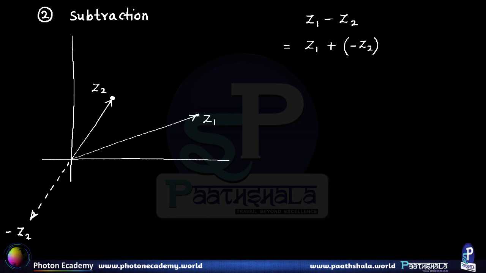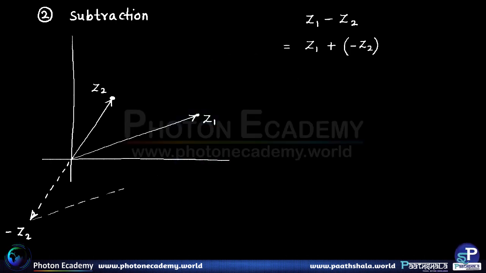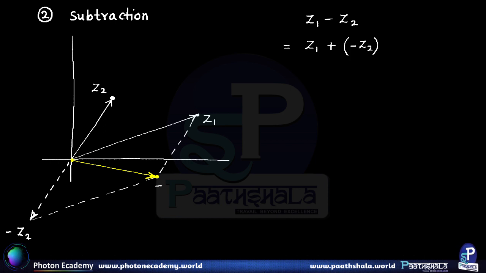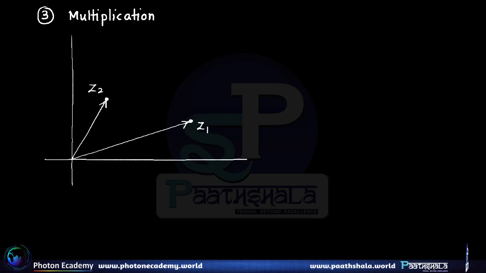So this also we complete using the same parallelogram law that we just saw. Alright, so we complete the parallelogram, and wherever it intersects from origin to that point, we draw the vector. So that will give us nothing but the resultant subtraction, that is z1 minus z2. Right. Now let's move ahead and see how we do multiplication.